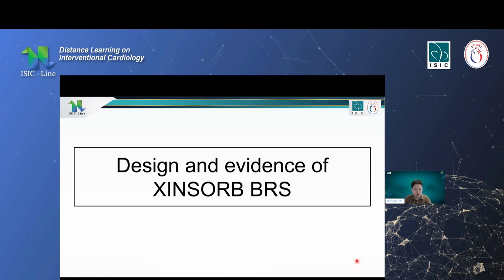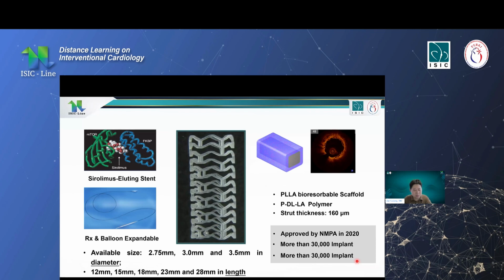And as I mentioned before, the study and the demand of BIS in clinic is still ongoing, even after 2017, the withdrawal of Absorb BIS from the market. Let's see the design and the evidence of Thin-Sob BIS made in China. Thin-Sob BIS is a sirolimus-eluting PLLA bioresorbable scaffold with PDLLA polymer and a strut thickness of 116 micrometer. It was approved by NMPA in 2020, and now there are more than 30,000 implantations.